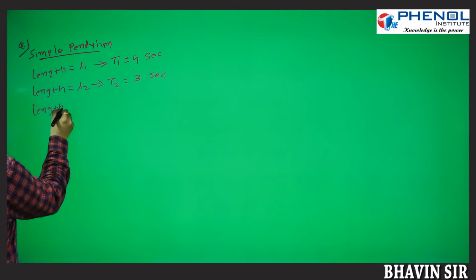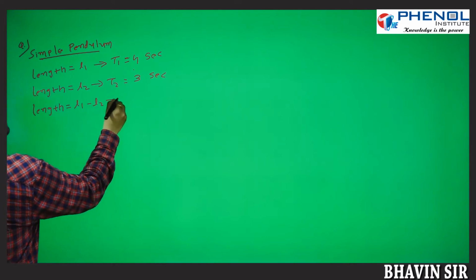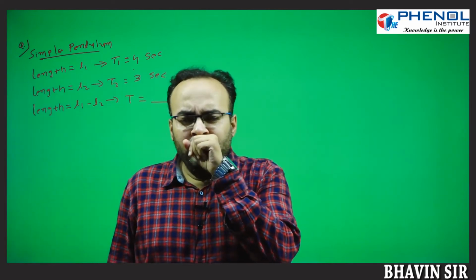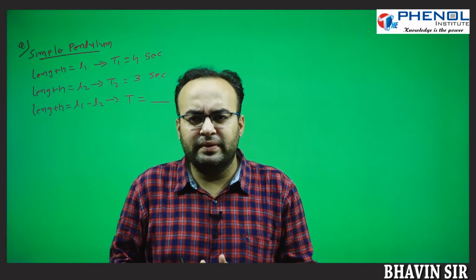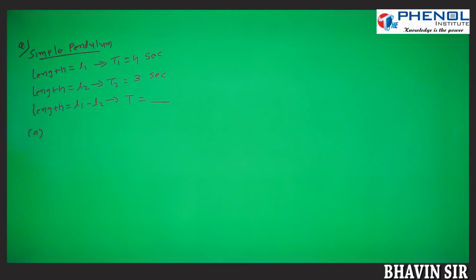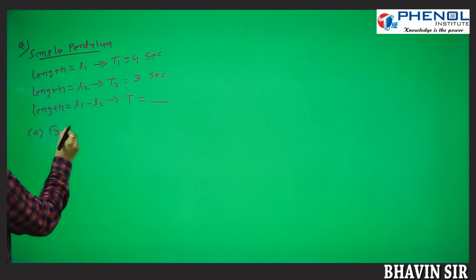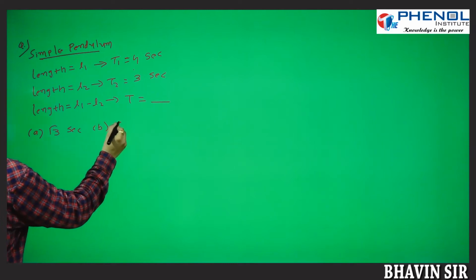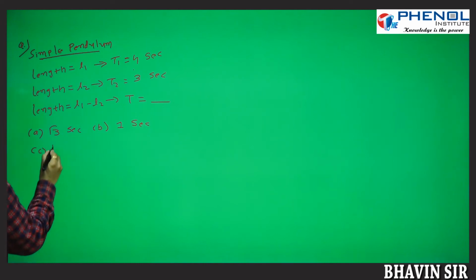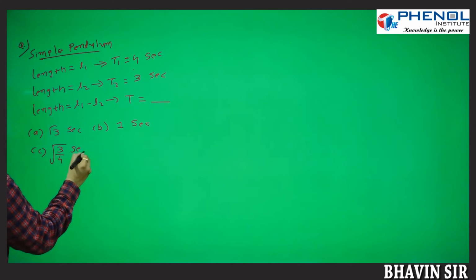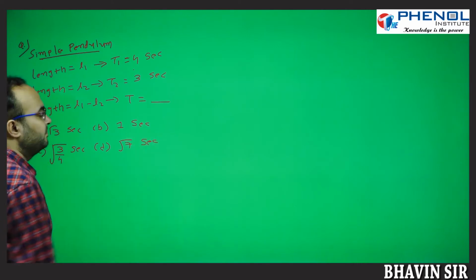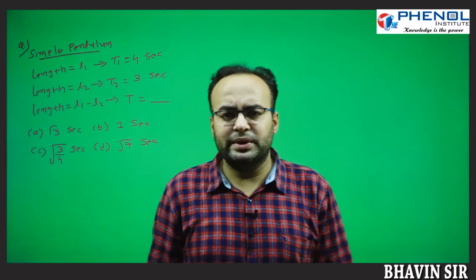So now the length becomes L1 minus L2, then what is the time period? So options are: A, root 3 second; B, 1 second; option C, root 3 by 4 second; option D, root 7 second. Clear?